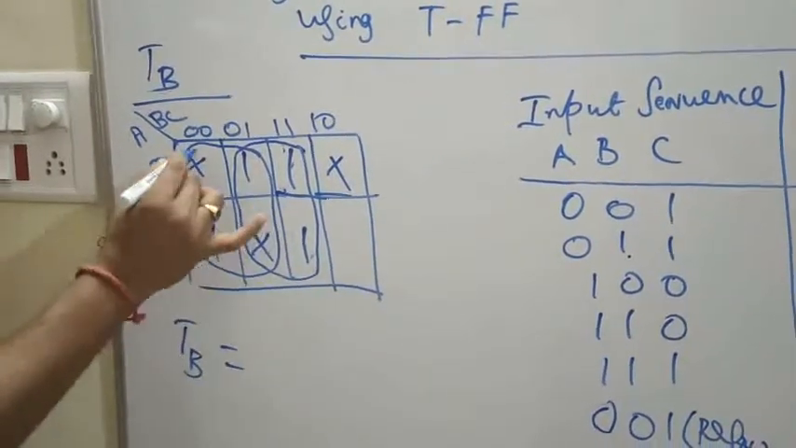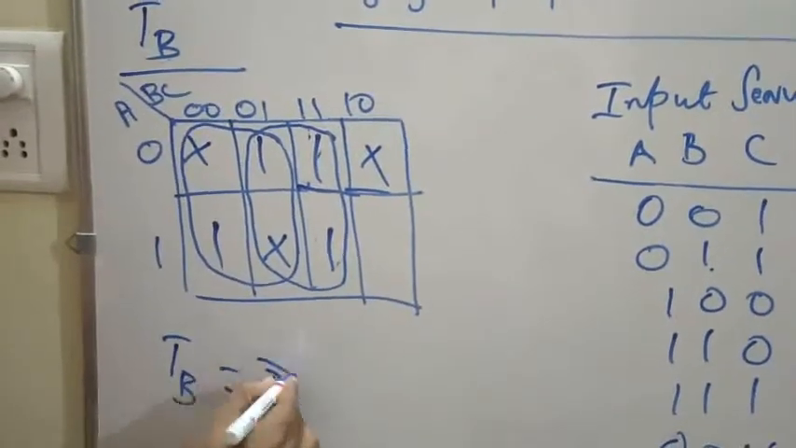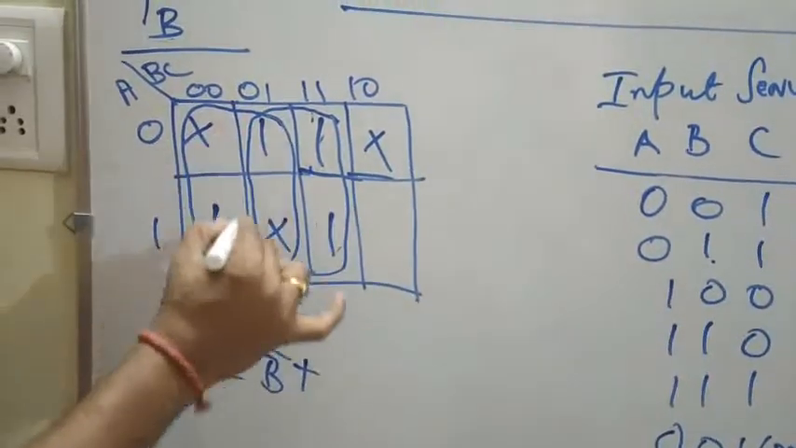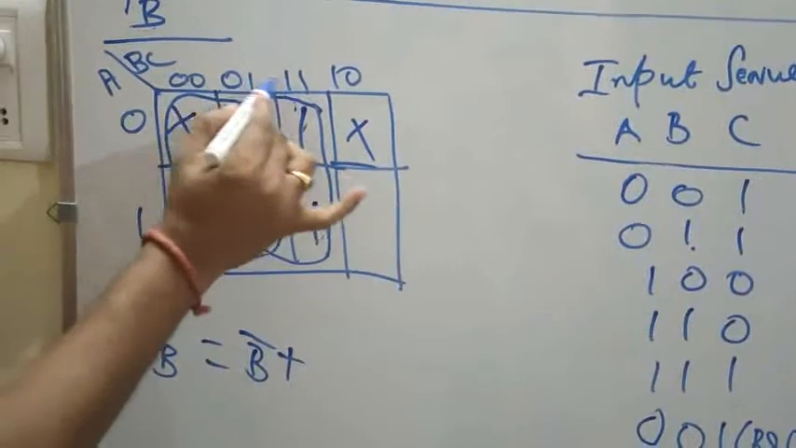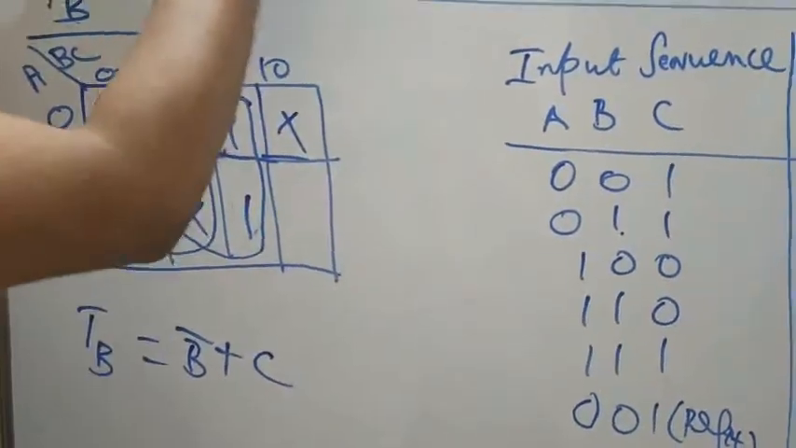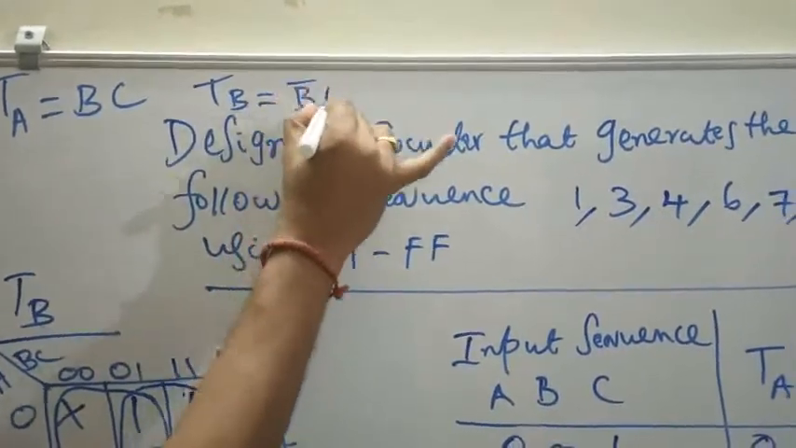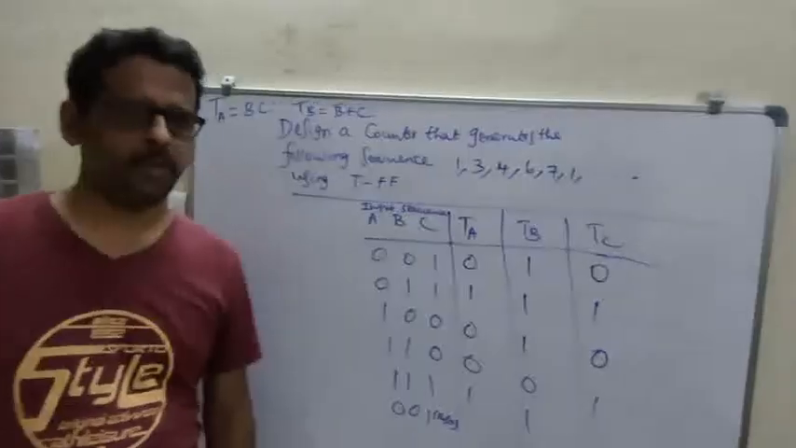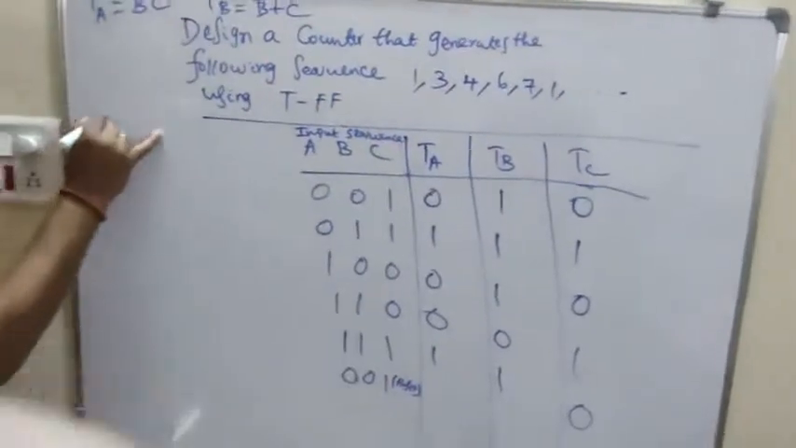So TB. First we'll see this quad. A won't come. What is the common bit here? 0. 0 corresponds to B, so it becomes B dash. Plus, if you take this quad, A won't come. What is the common bit? 1. 1 corresponds to C. So TB is B dash plus C. Next we are going to find the expression for TC.